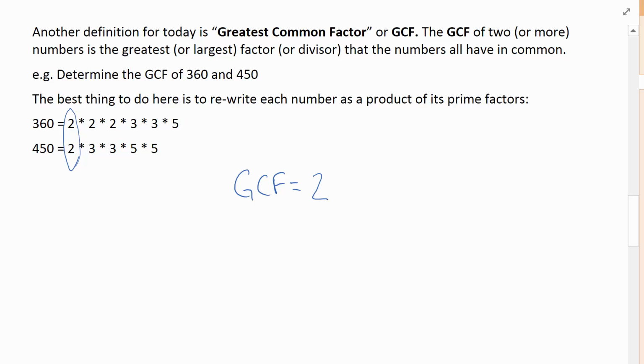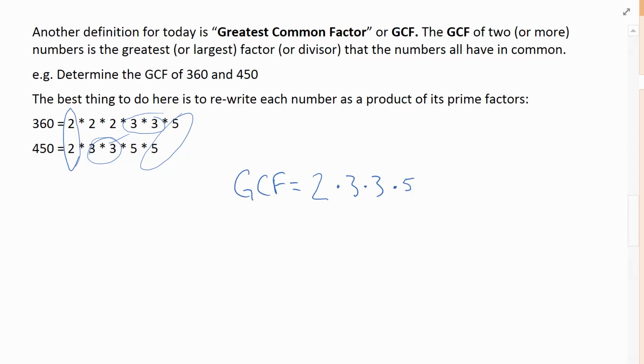Now 360 has a couple more 2's, but 450 doesn't, and we're only concerned about what they have in common. So I'm going to ignore those 2's. But 360 has two 3's, and so does 450. So we're going to take two 3's, because that's what they have in common. And then again, they both have a 5 in common. 450 has an extra 5, but as far as what they have in common, it's 2, 3, 3, and 5.